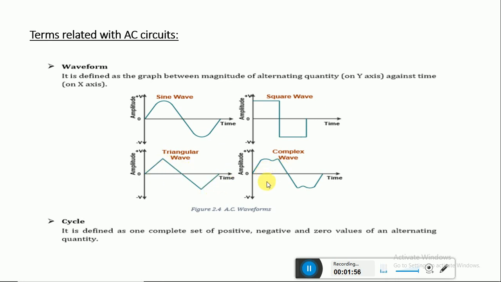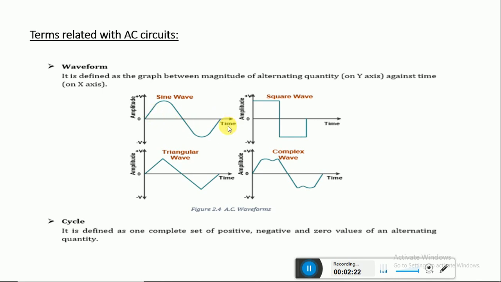Any other shape is a complex wave, where the magnitude and the time period, the variation of the wave, is not regular, but this is also called a waveform. So this is the definition of waveform. You can check the magnitude and amplitude of this signal with respect to the x and y axis.